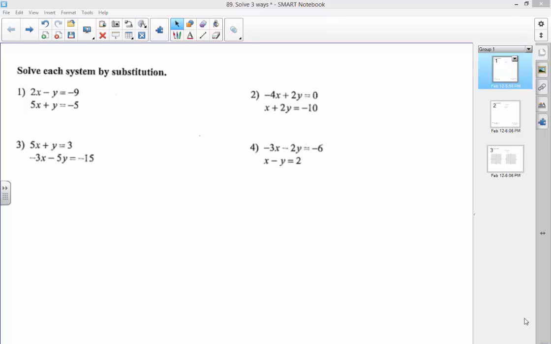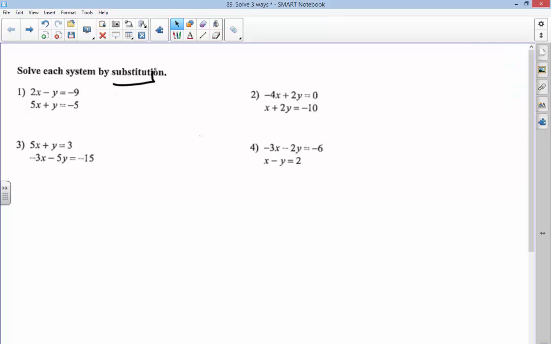All right, we're going to look at number one, and the first thing you want to do when solving by substitution is to figure out which letter is best, that's really bad English, to isolate. So this y right here is a positive y, so that would be the easiest one to isolate. In order to get that alone, the first step is to subtract 5x.